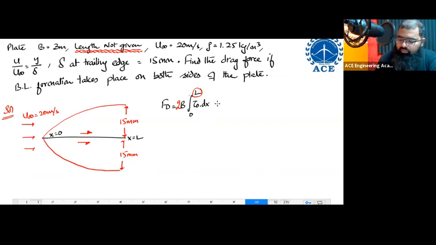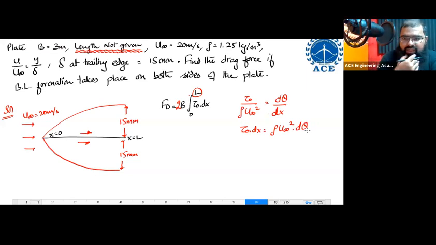Let me say now that by the momentum integral equation, tau naught upon rho into u infinity square is equal to d theta by dx. It is a 1D flow, therefore I'm writing d theta by dx, which implies tau naught times dx is equal to rho u infinity square into d theta. Now, before applying the integral, let me find the value of theta.